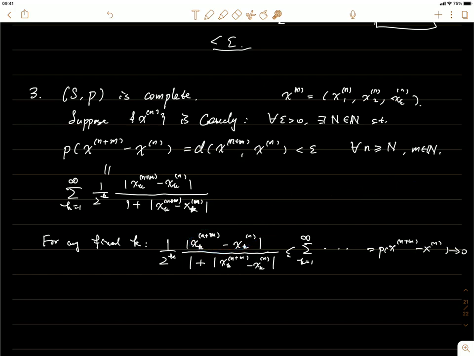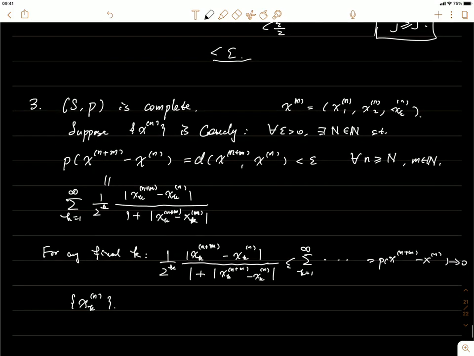Okay, and what this tells us is that for every fixed k, we treat this as a sequence in n. That basically means that for each of these, I extract the kth term, and it will form a sequence in R, and this sequence must be Cauchy, okay? As we showed, when n goes to infinity, this goes to zero, no matter what m is. So it's Cauchy in R. And because R is complete, we know that this x_k,n converges to something, right? It must converge to something.